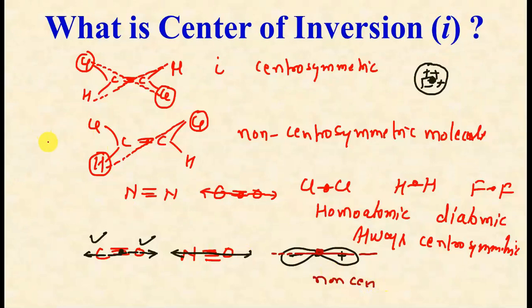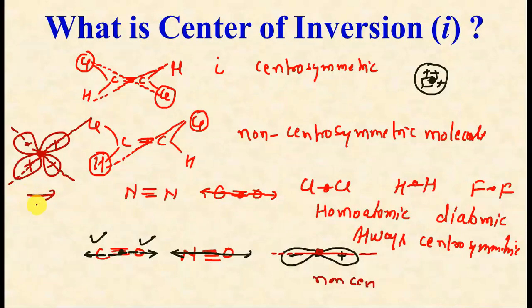As far as the d orbitals are concerned, this is the shape of d orbitals, plus, plus, minus, minus. If we pass a line from this center, we will get positive charge. We can also extend this line across the negatively charged lobes. So this is also having center of inversion. This d orbital is also centrosymmetric in nature.